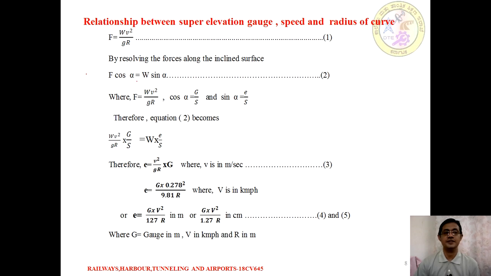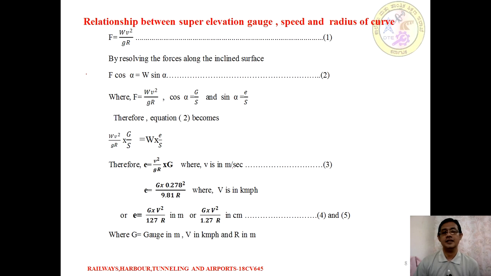So F cos alpha is equal to the weight multiplied by sin alpha, where F from the equation is W v square by g r, whereas cos alpha according to the geometry is G over S, and similarly sin alpha is E over S. Substituting these values in equation 2, we end up with the super elevation E equal to G v square over g into R, when v is measured in meter per second.